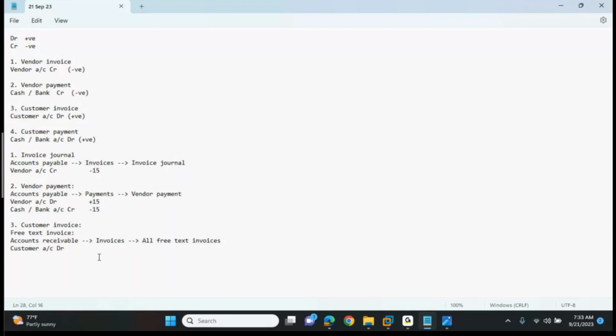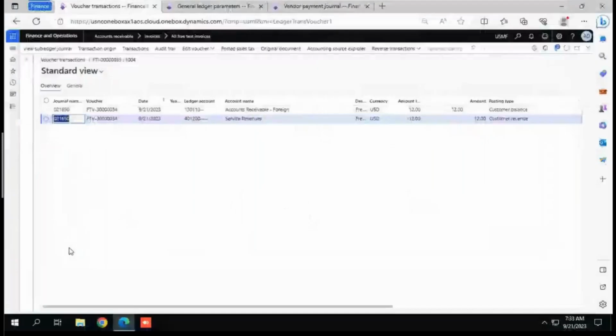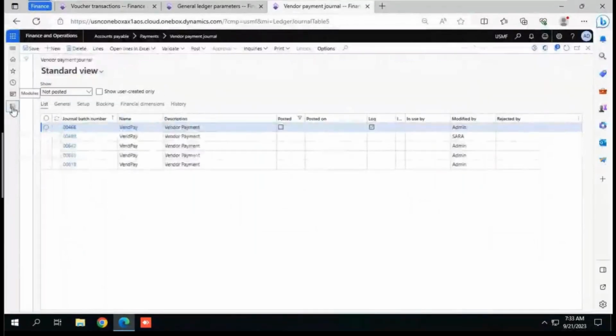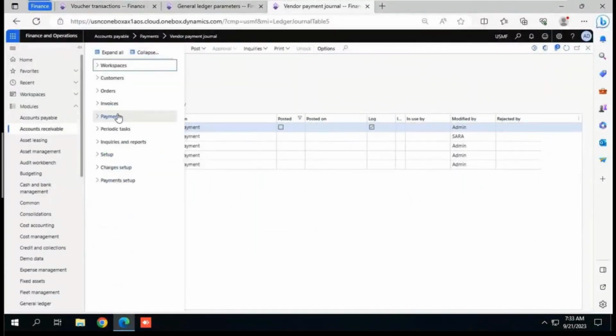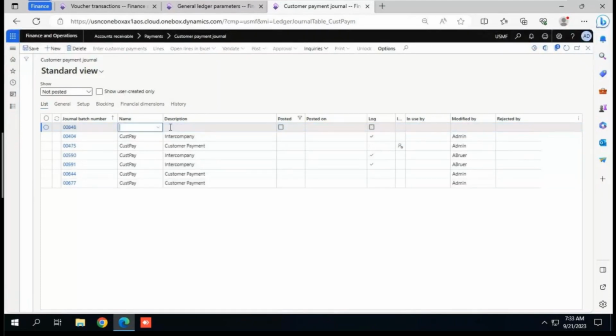So we understood now customer invoice. Let me show you customer payment. What is a customer payment? Accounts receivable module. Collapse all. Payments. Customer payment journal. Click on new. Select the journal name. Go to lines button, or you can click on here also. You can select the customer.